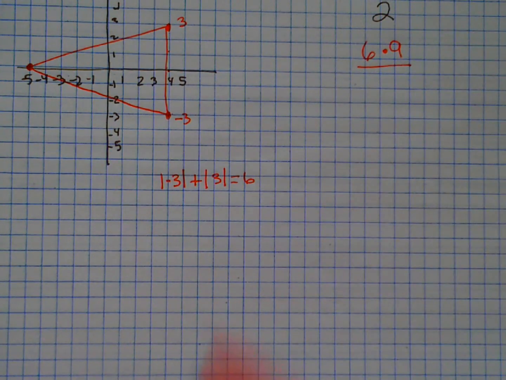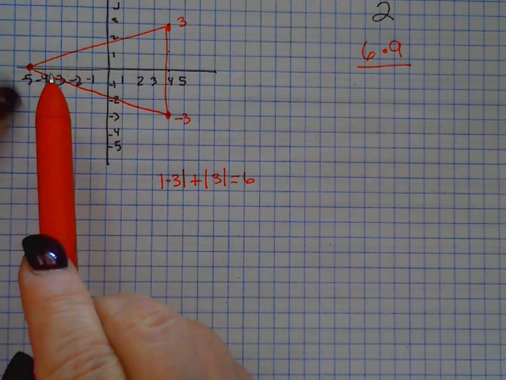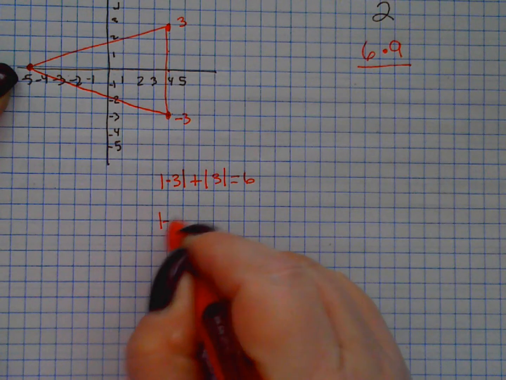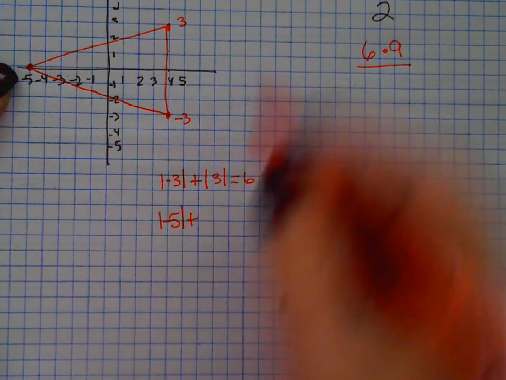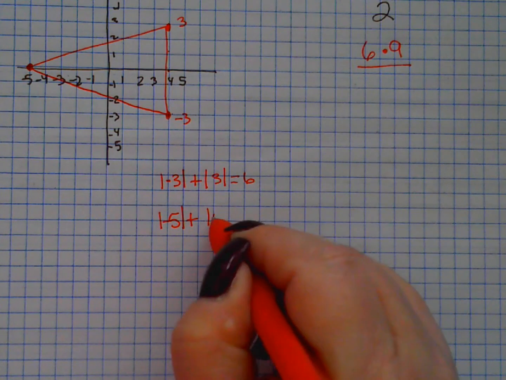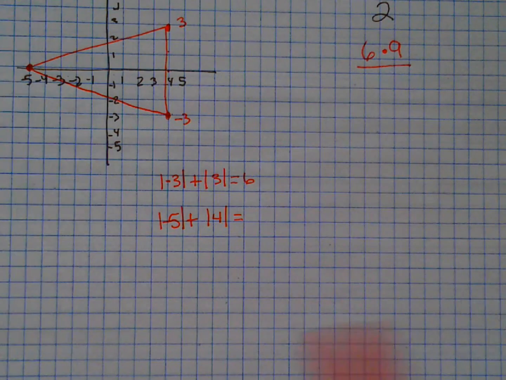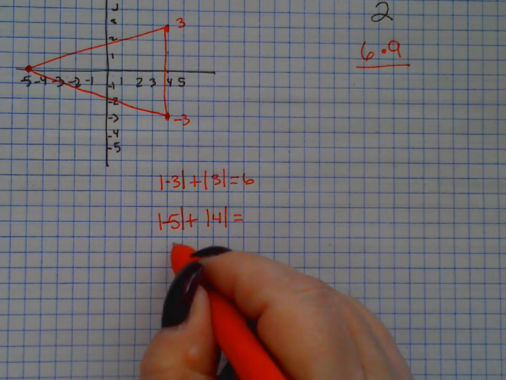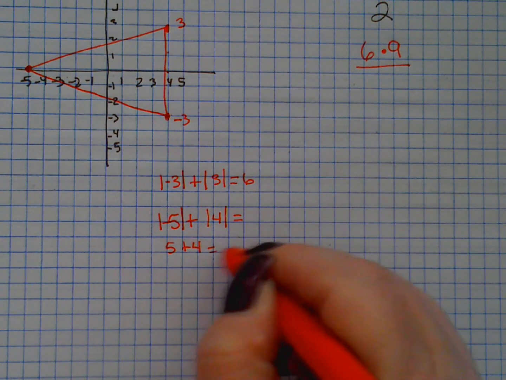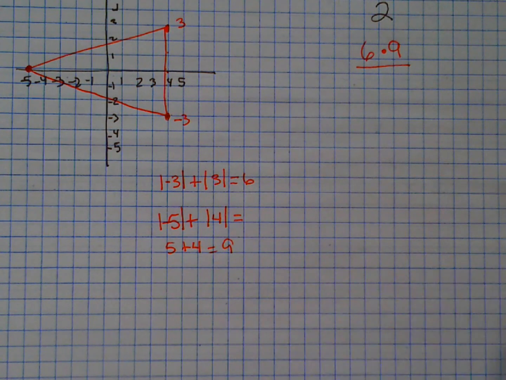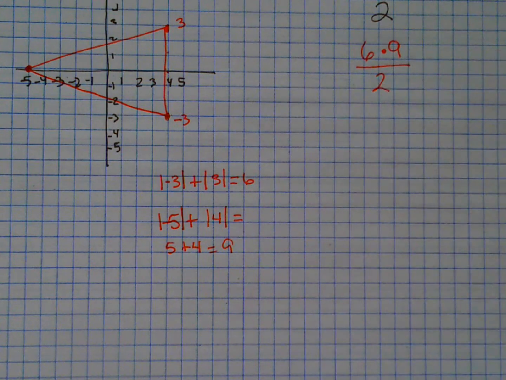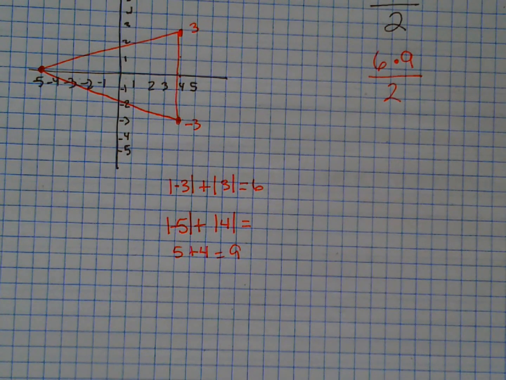Let's see. All right, I have this spot is at -5. So the absolute value of -5 plus this point is 4, the absolute value of 4. So the absolute value of -5 is 5. The absolute value of 4 is 4, and that equals 9. So I am correct. It is 6 times 9, and I have to remember I'm going to divide by 2. That's not too hard so far, right?